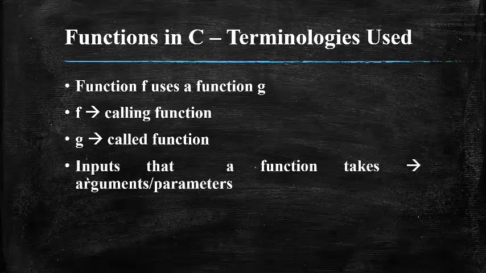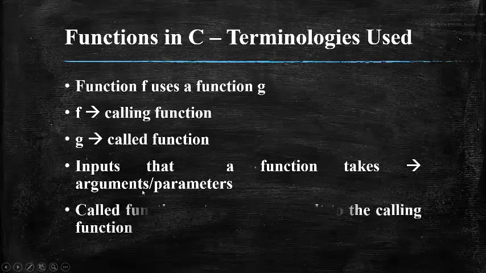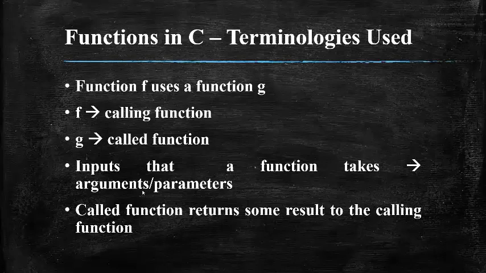Whatever input a function is going to accept or take as an input is called an argument or parameter. Technically speaking, the input that a function accepts is called an argument or parameter. The called function sometimes returns some value or some result to the calling function. This again we will discuss later with some examples.